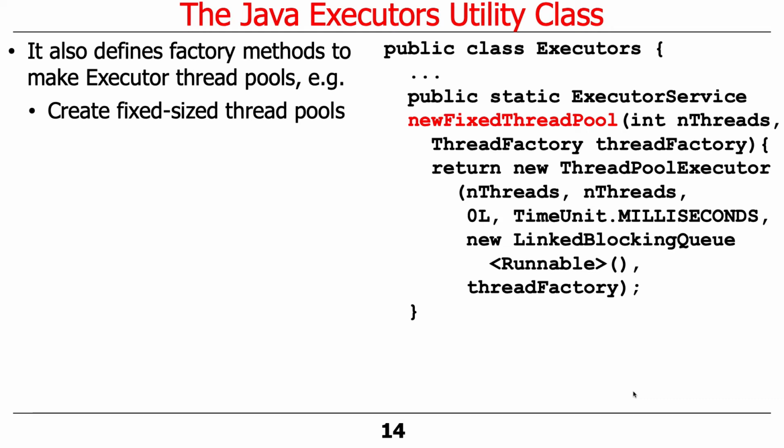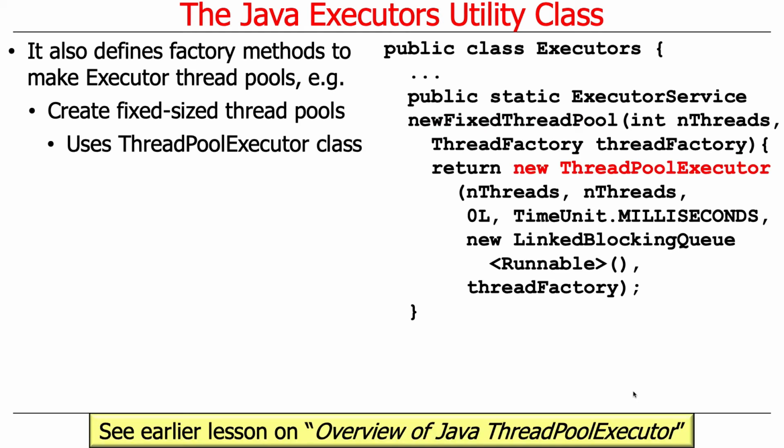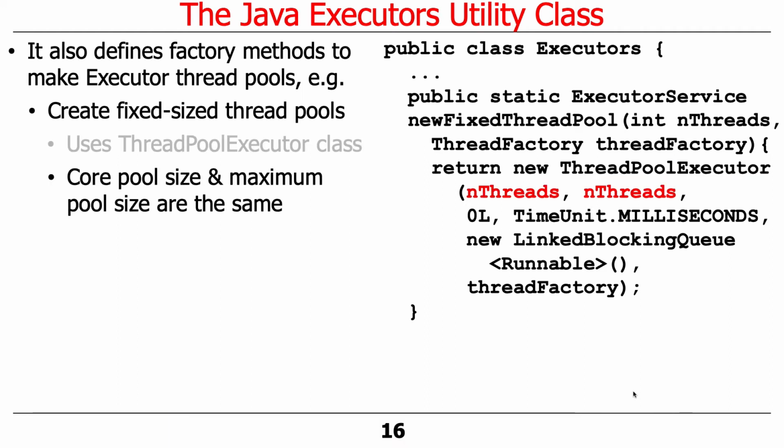More commonly, however, you use this to create pools of threads. So one factory method is called new fixed thread pool. We've seen that before. You're doing that for your programming assignment, and you'll use other methods for other programming assignments later. As you can see here, this is passed a number of threads, that we'll see what that gets used for, and a thread factory. Under the hood, it uses the thread pool executor, which we looked at before. We talked about that earlier. The nThreads parameter is passed as the core pool size and the maximum pool size parameters to thread pool executor.